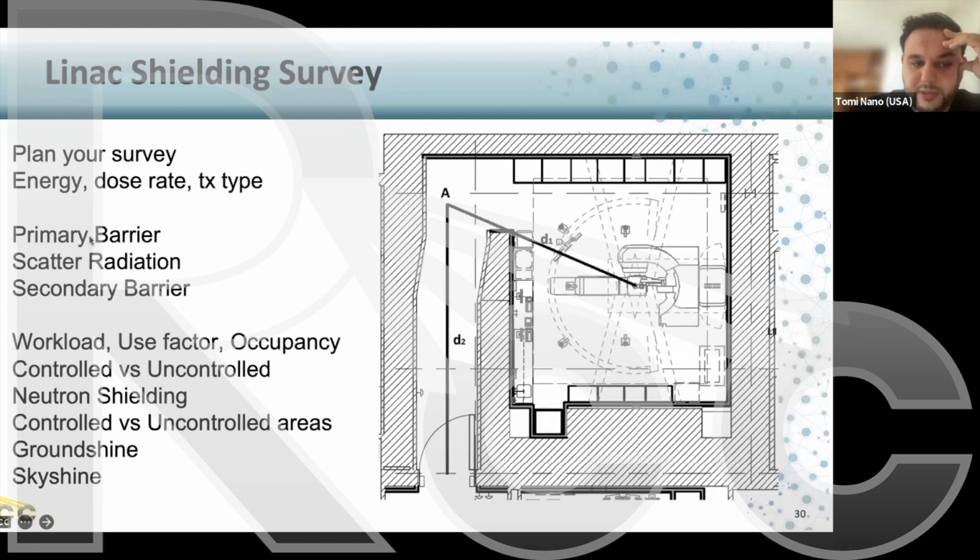We're going to talk a little bit about primary, scatter, and secondary barriers. And then there are terms that are important when looking at shielding, such as the workload. So how much is your machine outputting every week? Use factor, occupancy, and I'll get into a little bit of those.